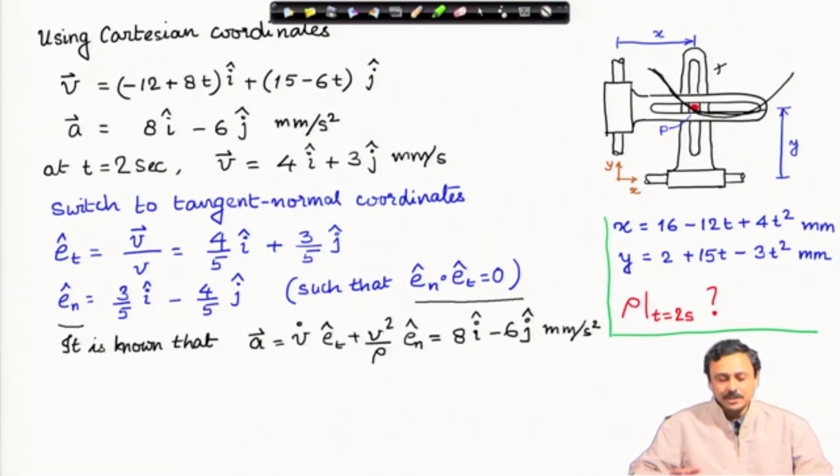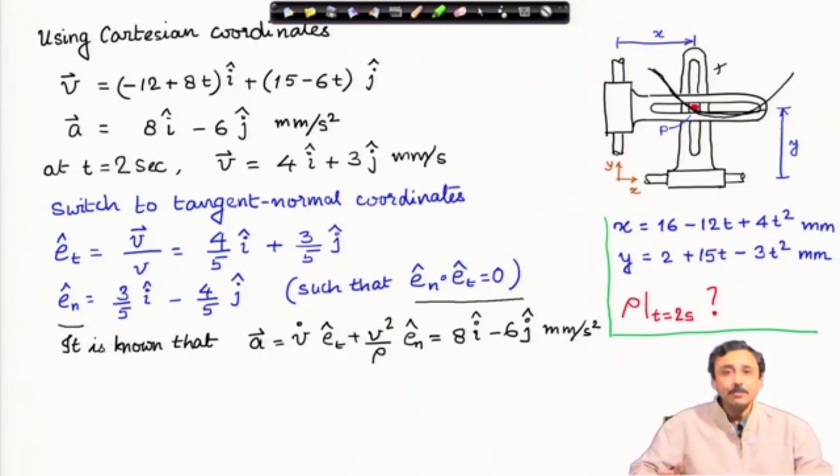Now, we have just now derived the expression of acceleration in terms of the tangent normal coordinates. It is v dot E t plus v square by rho E n. Now, why I am choosing this particular expression? Because I have to find out the radius of curvature. Now, this is the expression of acceleration as determined from the tangent normal system, and this I will equate to my acceleration.